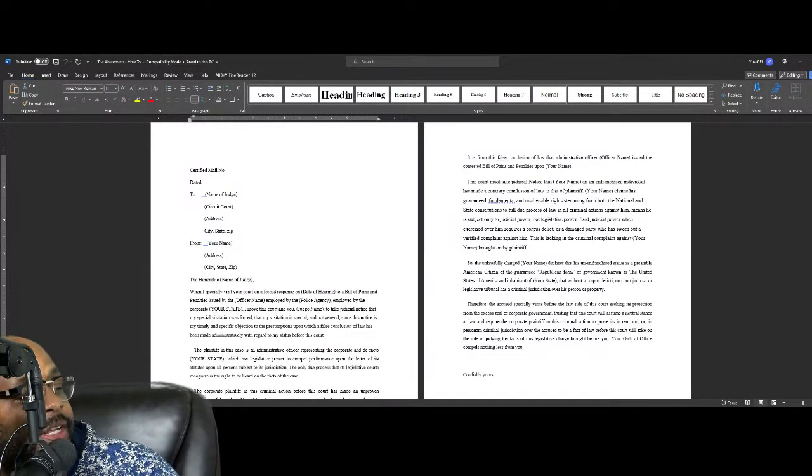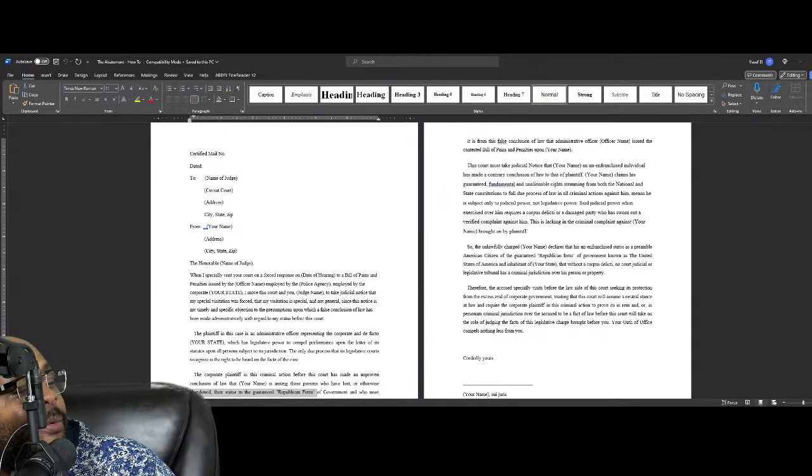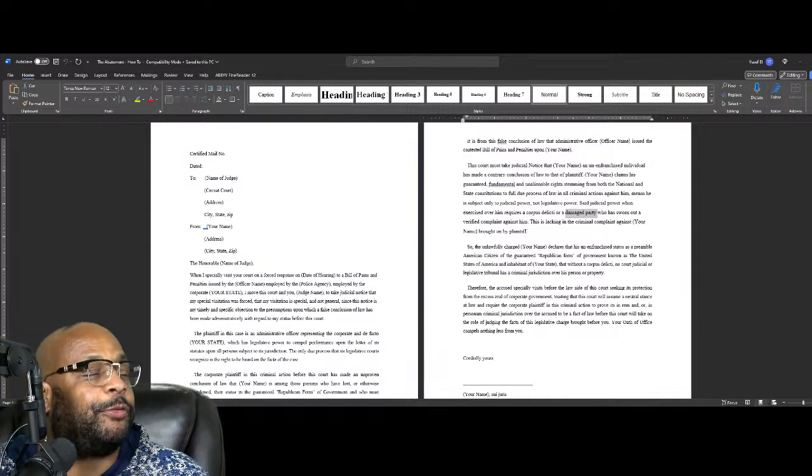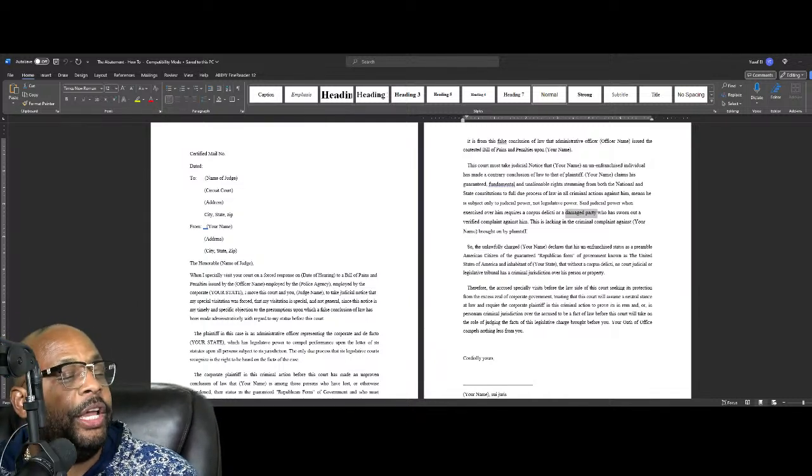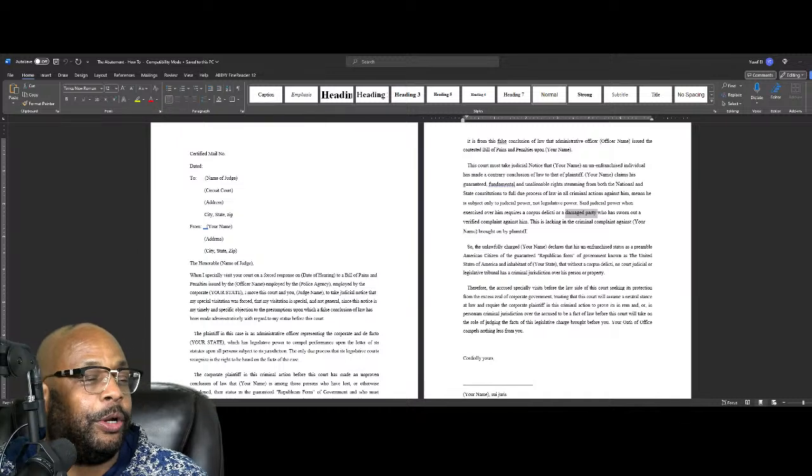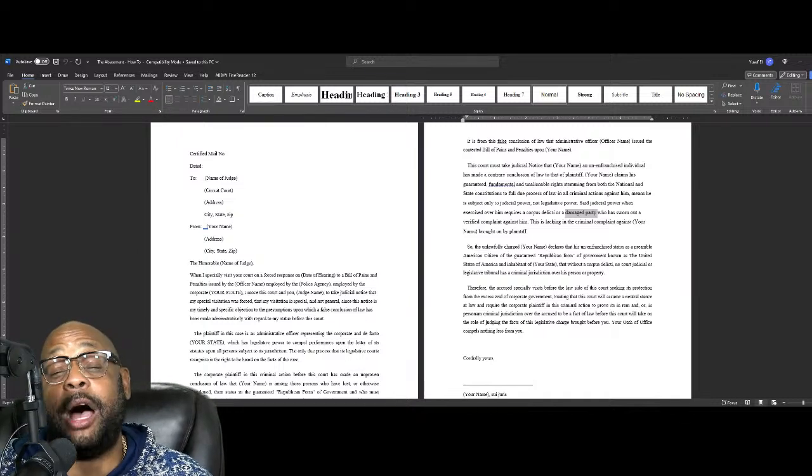Let me finish reading this thing because this thing is so good. All right, so we know we have to have a judicial power. There has to be a damaged party. They have to swear out a verified complaint against you if we're talking about an Article 3 court, if we're talking about true judicial power.